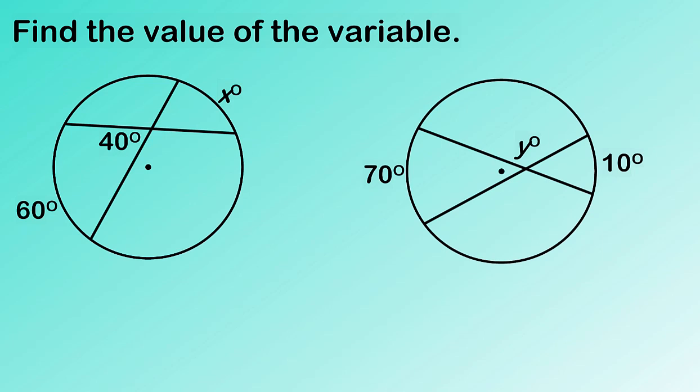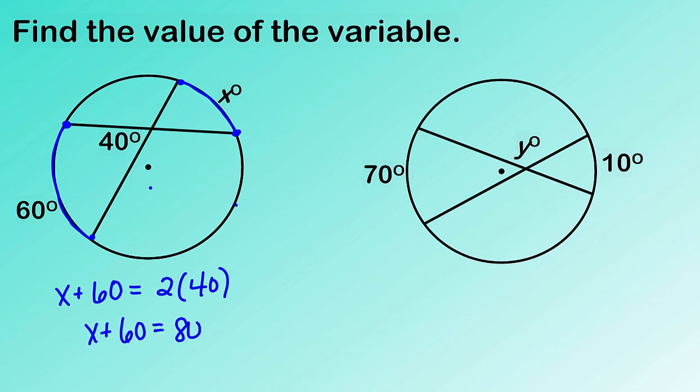Okay, let's look at this next one. Again, I have one on an arc. So I'm going to say that x plus 60 is equal to 2 times 40. x plus 60 is equal to 80. So I know x must be 20.